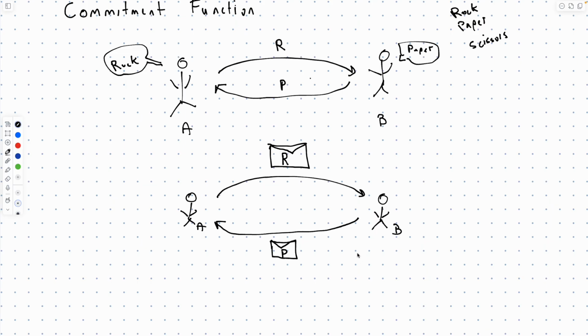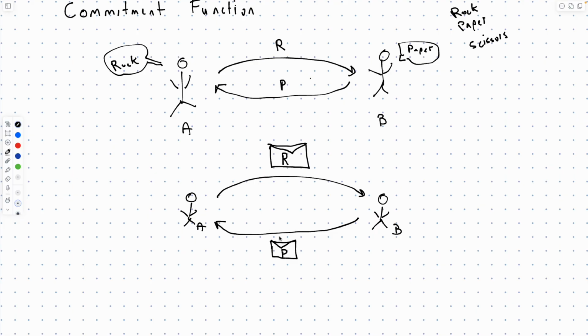Now what can we say before we open the envelopes? Both of them are committed to their choice. They can't change it. They've locked in what their choices are. Does it matter which order you open the envelopes in? It doesn't now. Both of them are committed to their choices, so you could open Alice's first, you could open Bob's first. Here, did it matter who said rock or paper first? It did matter. The person who said first was at a disadvantage.